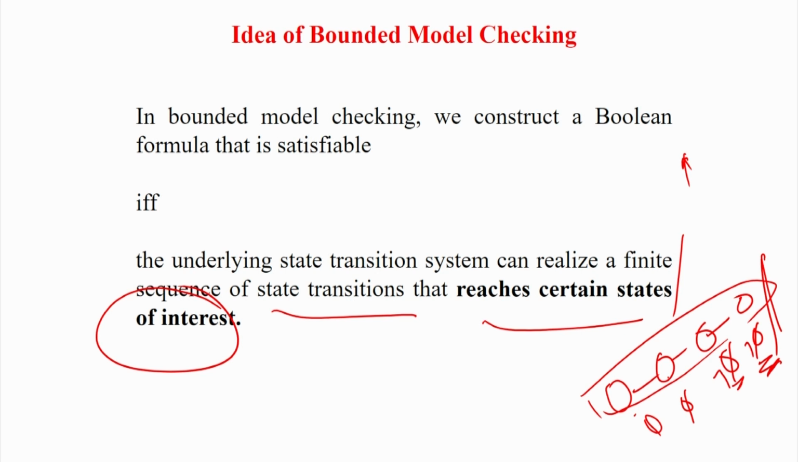The state space and path of interest, you try to express in terms of a Boolean formula, such that if you are able to reach a state which is of interest to you, then only the Boolean formula will be satisfied and vice versa. That is the idea. Now with examples things will be more clear to you, because this is a very abstract statement.